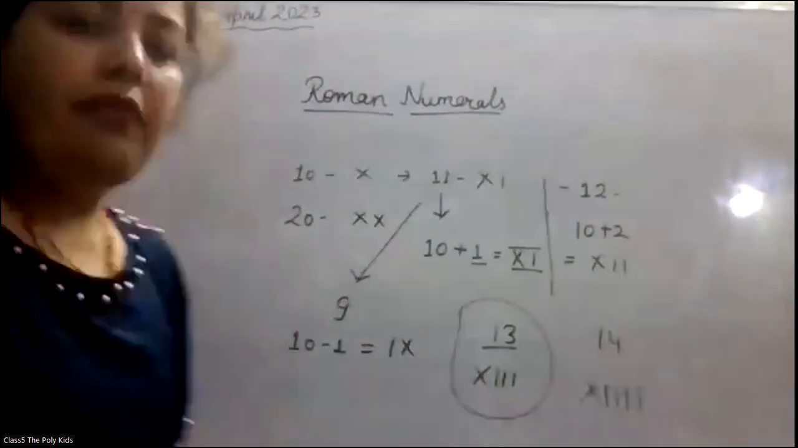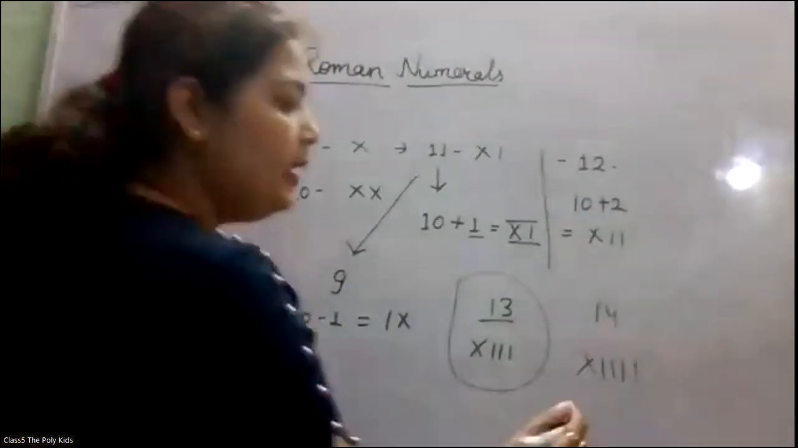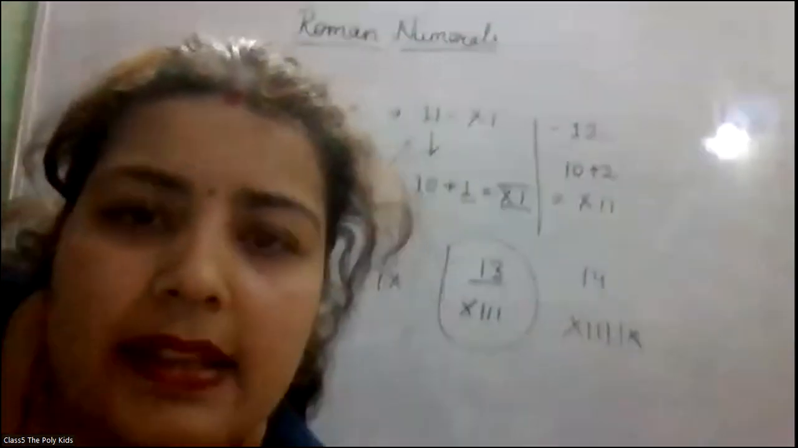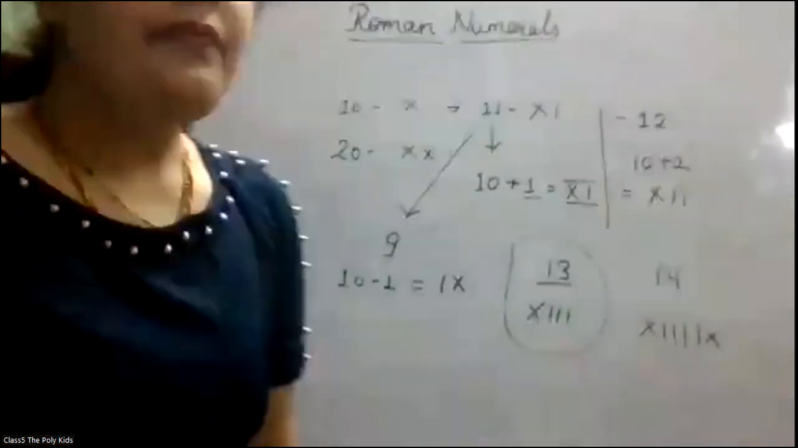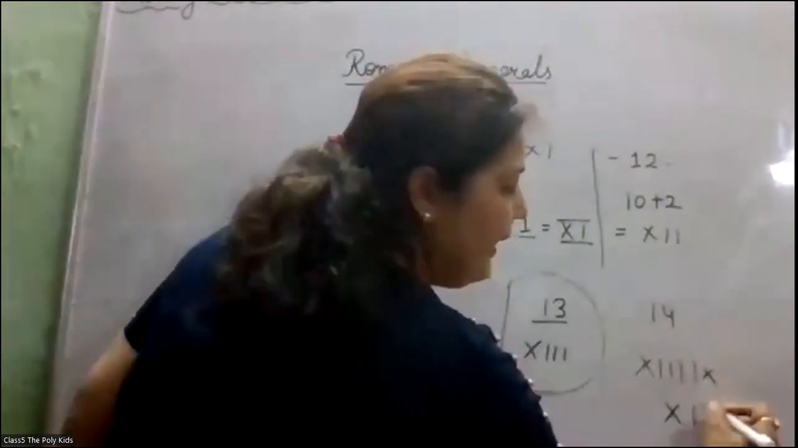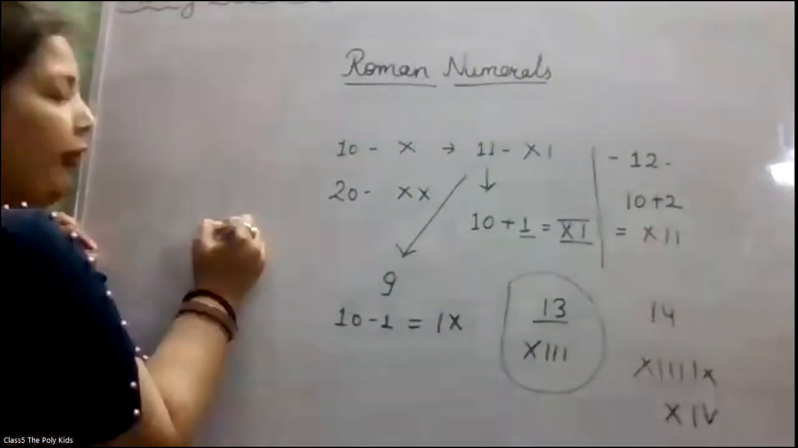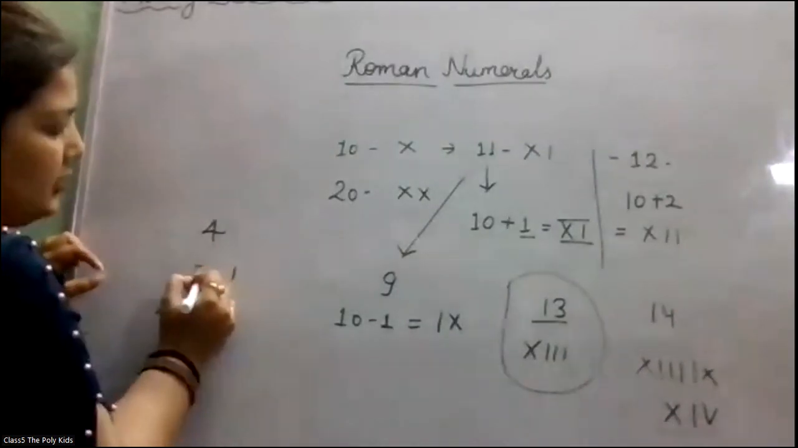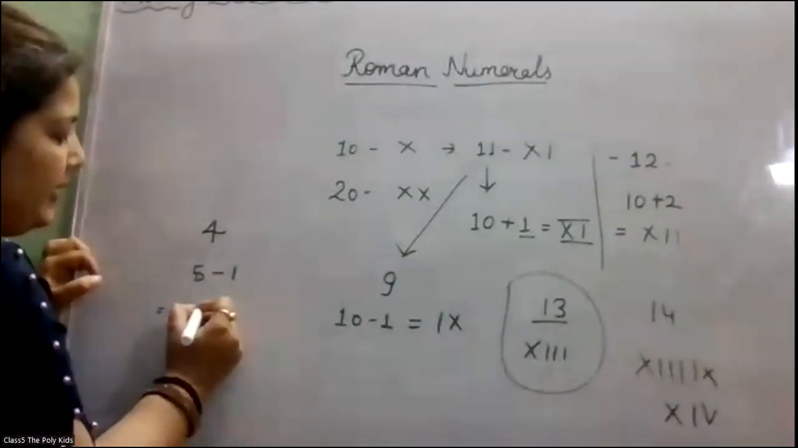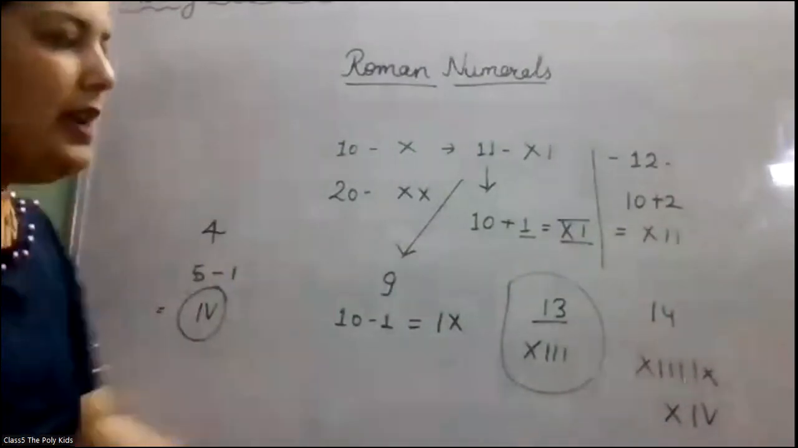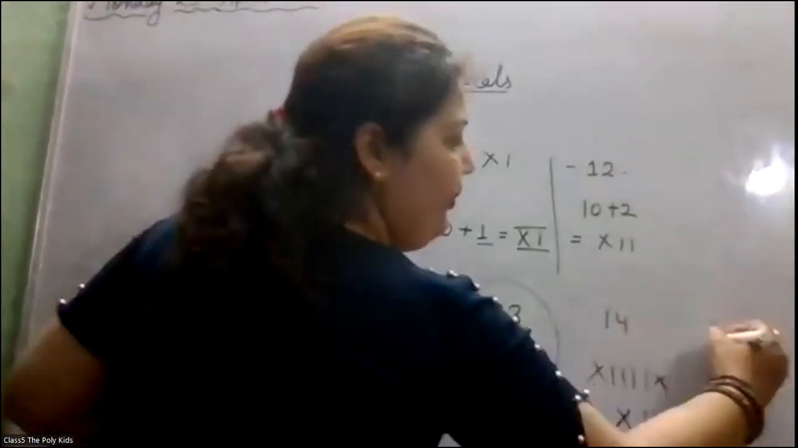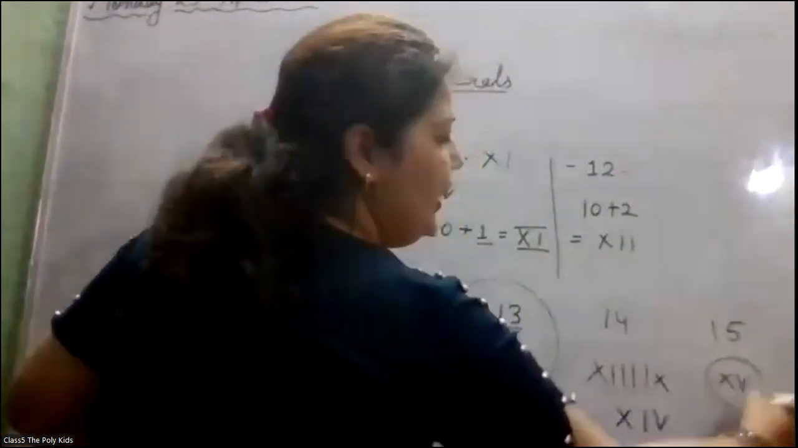Ma'am, we will write 15. Yes, but how will we write it? Ma'am, XV. It will be X and then IV, because we just check 4: 5 minus 1 is 4. So we will do it here also. IV. Then, yes ma'am, it is XV.